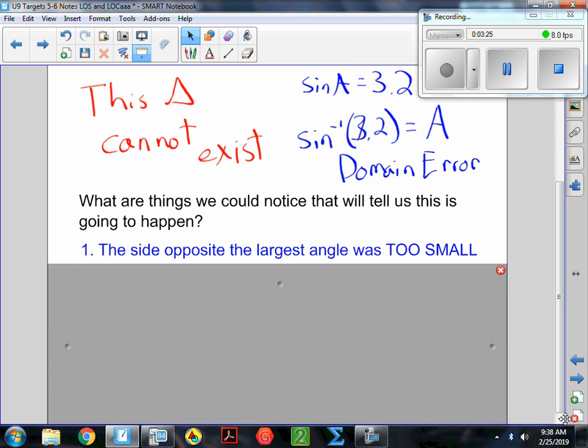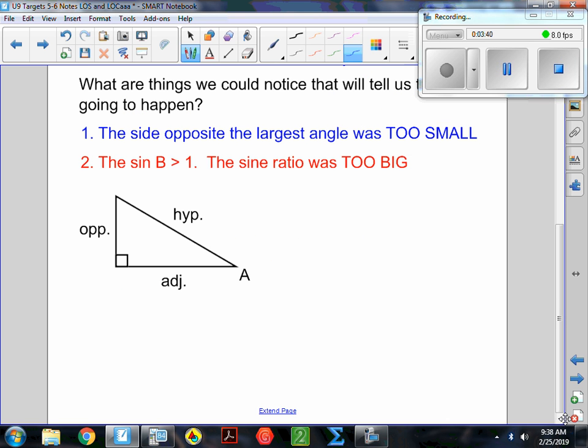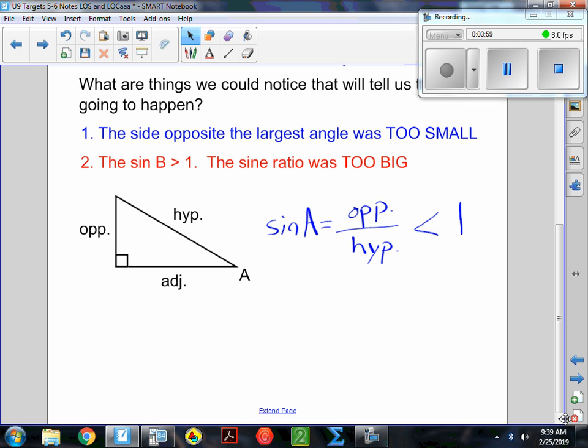A second way that I could tell is that the sine value is too big. We tried to do the inverse sine of 3.2, and what I typed up there is that the sine value is greater than 1. That's too big. The sine value can't be greater than 1. If we look at our right triangle, we know that the sine of A is equal to the opposite side over the hypotenuse. Well, the hypotenuse is the largest side in a triangle by definition for a right triangle.